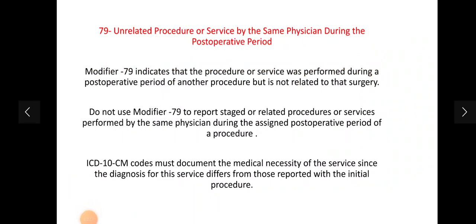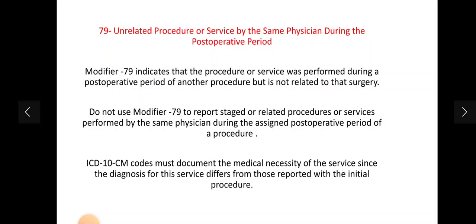Now coming back to 79 modifier, which is unrelated procedure or service by the same physician during the post-operative period. So the modifier 79 indicates that the procedure or service that was performed during a post-operative period of another procedure but is not related to that surgery. So the only minute difference between 78 and 79 is 78 is related and 79 is unrelated. Do not use modifier 79 to report staged or related procedures or services performed by the same physician during the assigned post-operative period of a procedure. So for any staged or related procedure or services performed by the same physician, we should not use 79 modifier, because for staged and related procedures we have a separate modifier called 58, which we will look at in the next slide.